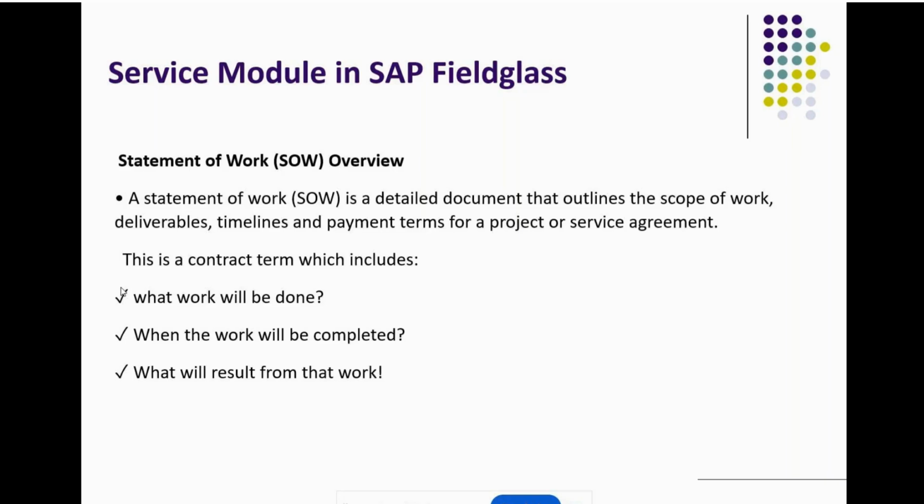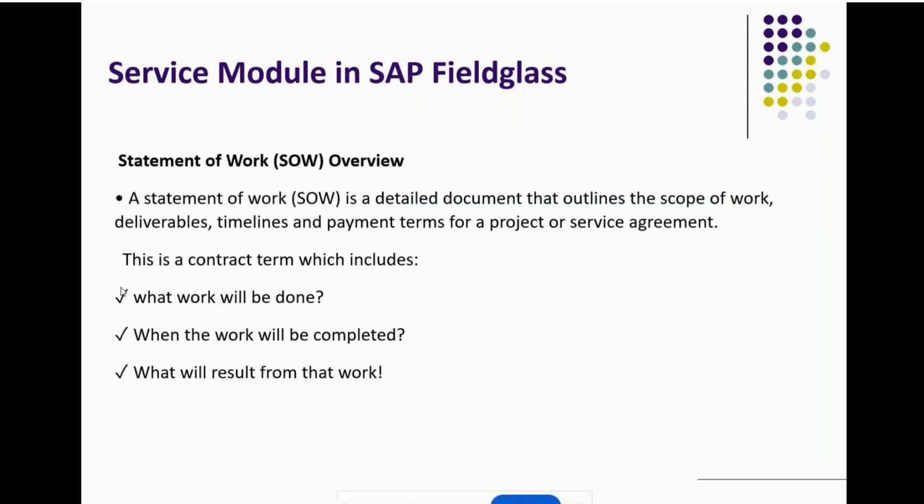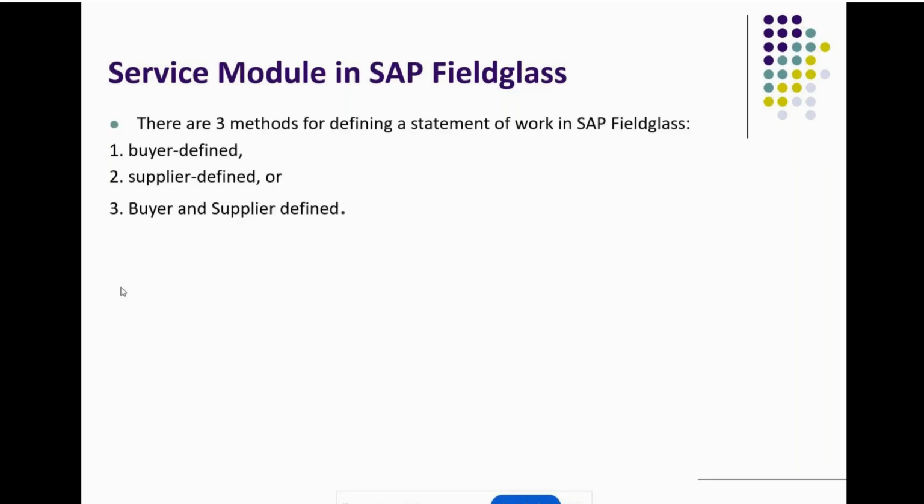Everything will be defined by the buyer, sorry, by the supplier in supplier defined, and in buyer defined, the buyer will define these things: what is the budget of the SOW, what is the headcount of the SOW, what work will be done, when it will be completed. And in buyer and supplier defined, the buyer first defines a draft status, like how many workers there are, headcounts of workers, what work will be done, and then it goes to the supplier to see whether he can approve it or not. If the supplier is fine with that, the supplier accepts that SOW.